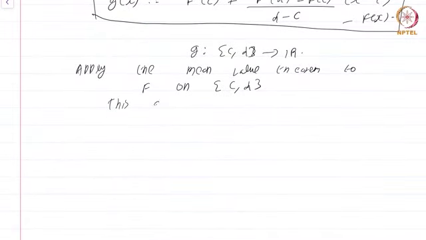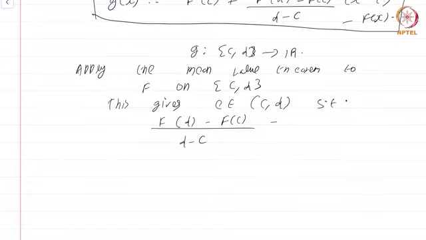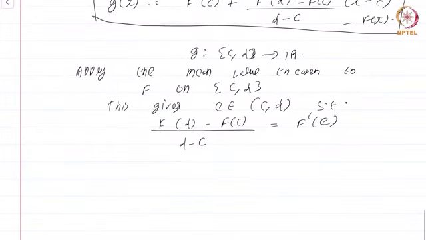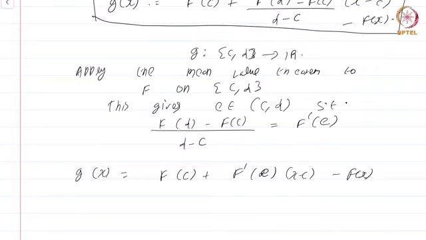This gives E in the open interval (c, d) such that (f(d) - f(c))/(d - c) is equal to f'(E). Consequently, g(x) just becomes f(c) + f'(E)(x - c) - f(x). Therefore g'(x) is just f'(E) - f'(x).